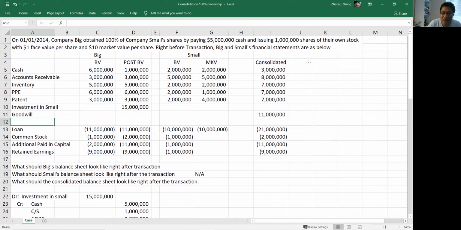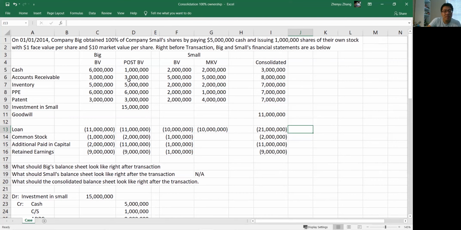So the total asset here becomes this much, and the total liability is 21 million. And we have common stock, additional paid-in capital, and the retained earnings the same as Big's. Why is it the same as Big's? It's not the 1 million, 1 million, 1 million of Small here. You can either remember the mechanics or think about it, because later we will introduce steps and formulas to work on this consolidation. But at this step, I want us to think about it.